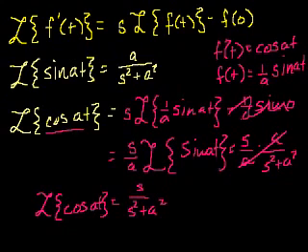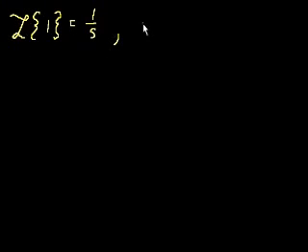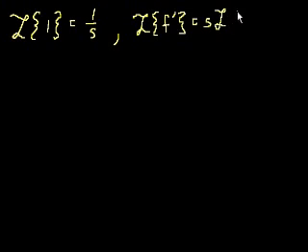Let's keep going. We haven't really done much with polynomials. We know a couple of things. We already did this: we know that the Laplace transform of 1 is equal to 1 over s. So let's see if we can use this and the fact that the Laplace transform of f prime is equal to s times the Laplace transform of f minus f of 0.